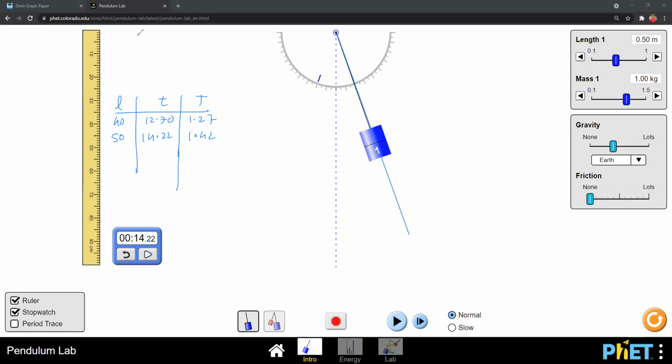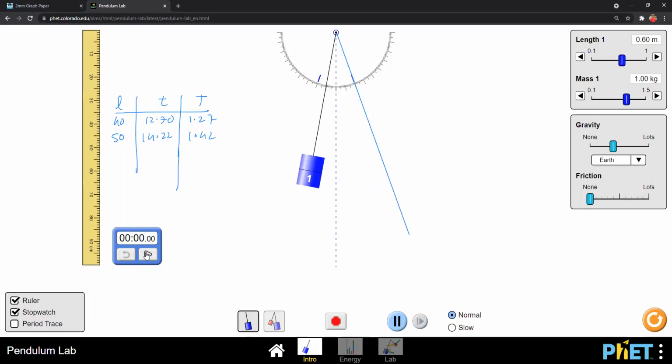Now the same thing we will repeat for 60 centimeters. Okay, so for 60, I will reset the clock and then I will start the oscillations. So it begins now. 1, 2, 3, 4, 5, 6, 7, 8, 9, and 10. So you have to keep the mouse cursor on this and look at the mark. Okay, so what reading have we got?